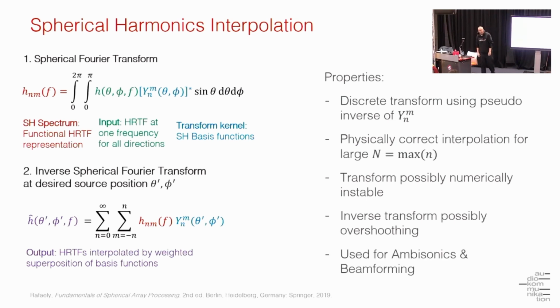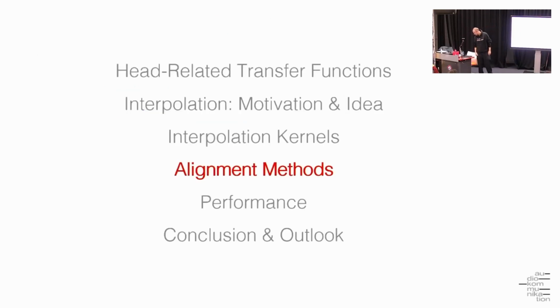Why are we doing it anyhow? Spherical harmonics gained popularity, I'd say, due to ambisonics, which is a very widespread format for 3D audio reproduction. And they're also used in beamforming, so in microphone array processing. So we know how to interpolate. I'll take another sip. And then we're looking at how to align head-related impulse responses.